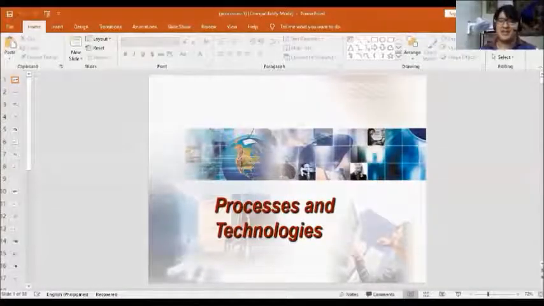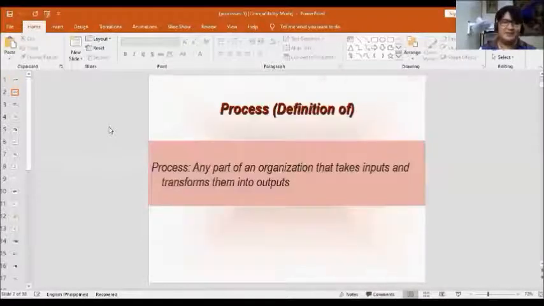For today's discussion, we are going to discuss our week 12, which is all about managing production and service operations. All about processes and technologies. And first, let us define what a process is.